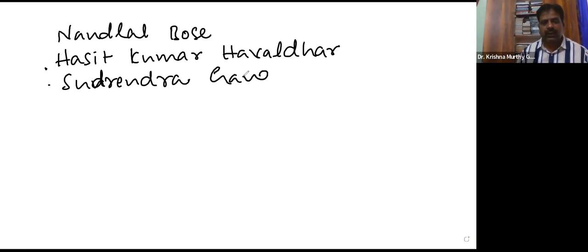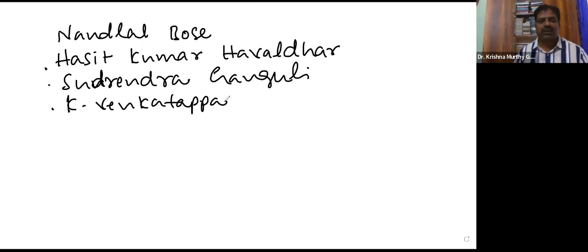Surendra Ganguly, a prominent painter in the region. Even K. Venkatappa, another well-known South Indian painter. Both Raja Ravi Verma and K. Venkatappa were well-known painters of South India. K. Venkatappa belongs to Karnataka, Raja Ravi Verma belongs to Kerala.